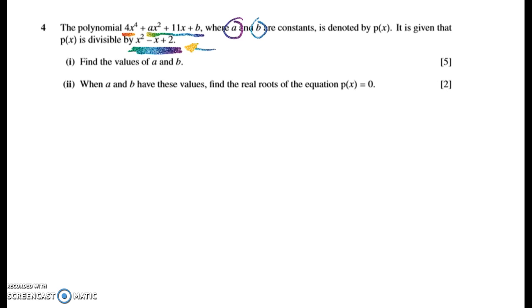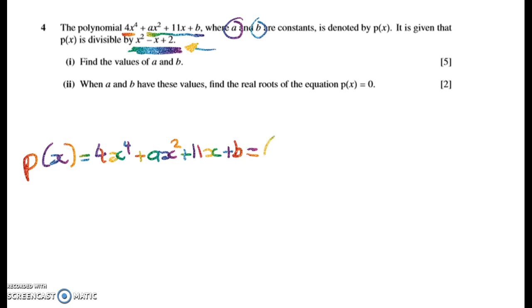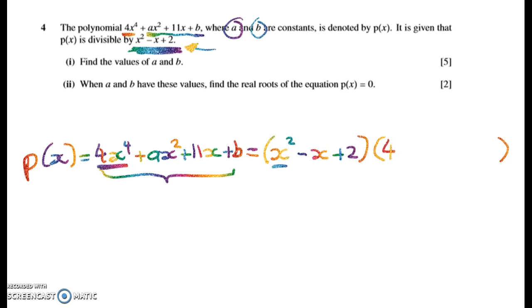So let's see what we can say about p of x. Well, we can start by writing it down. So p of x is equal to this. And we know, because x squared minus x plus 2 is a factor, that we can write this. So this is the first factor. And now we're going to have the other bit that's going to multiply to give me this. So I've got an x squared here, and I need to get 4x to the power of 4. So straight away I can say that first term must be 4x squared.